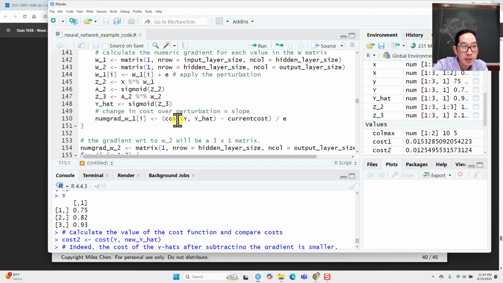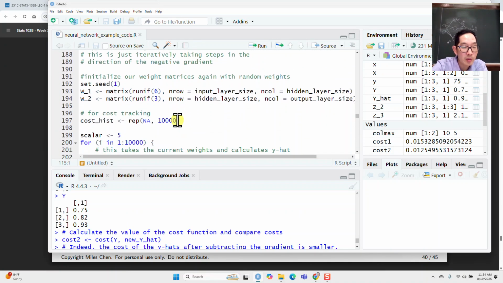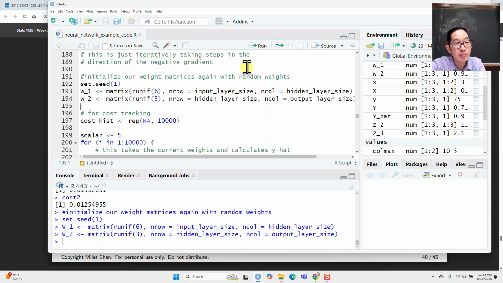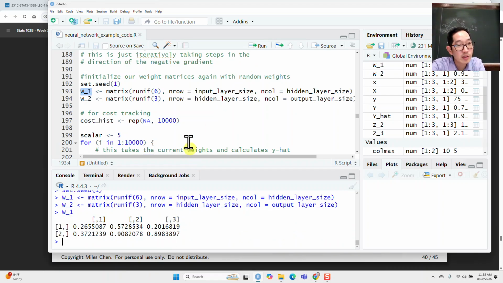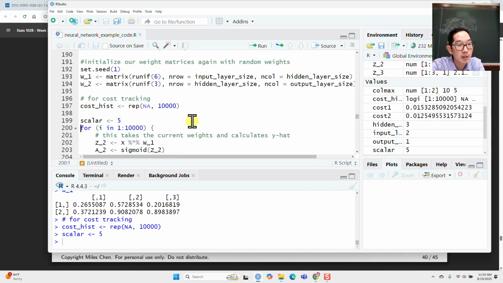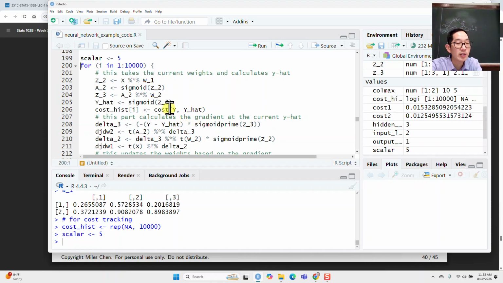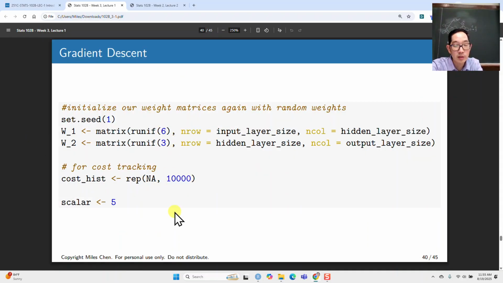So I'm going to start from the beginning. This time, rather than populating W1 and W2 with all ones, I'm going to populate W1 and W2 with random values. They're just all over the place. And I'm going to run a loop, and this loop looks like this.